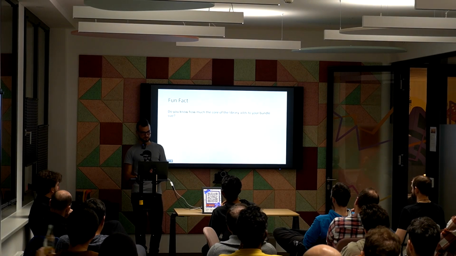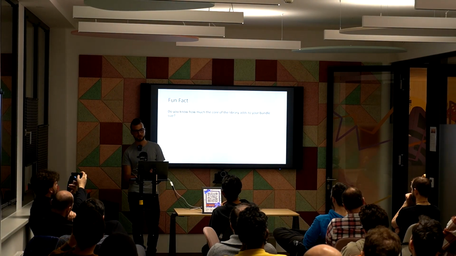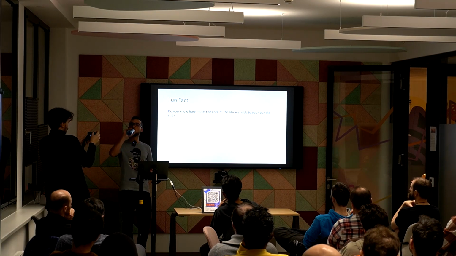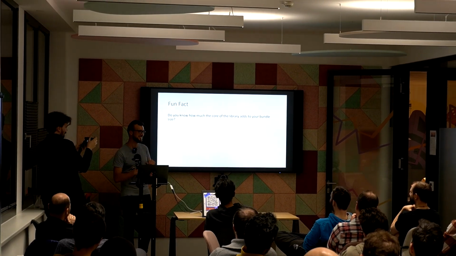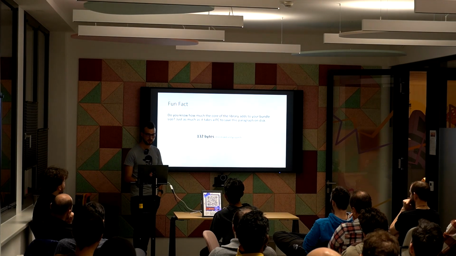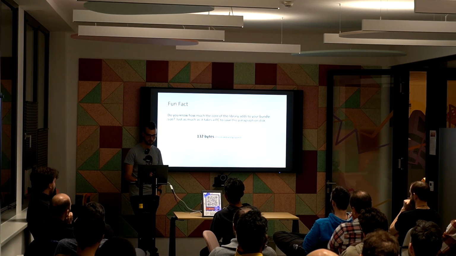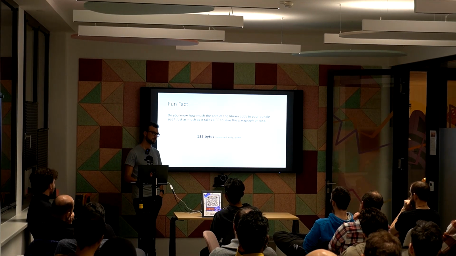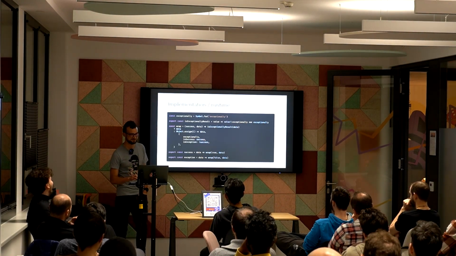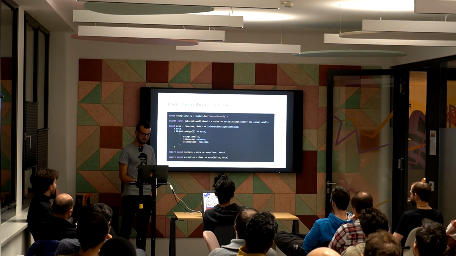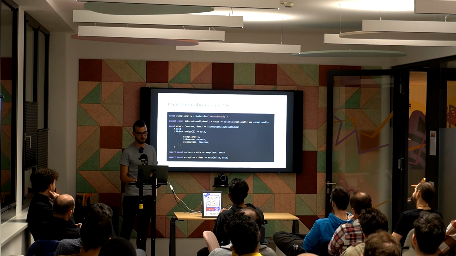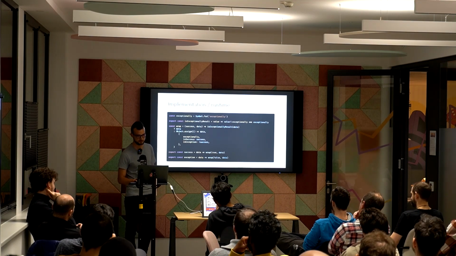Let's get back to our slides. And I have a fun fact for you. Do you know how much the core of this library adds to your bundle size? Just as much as it takes this PC to save this paragraph on disk. It's just 132 bytes, minimized and gzipped. In the end, it's just a few lines of code with some TypeScript magic on top. This is the full implementation of the core. It's about 15 lines of code, and additionally 4 times as much TypeScript type definitions on top.